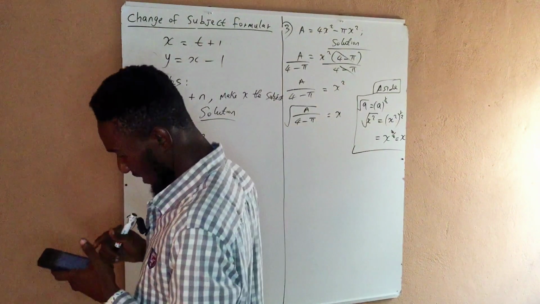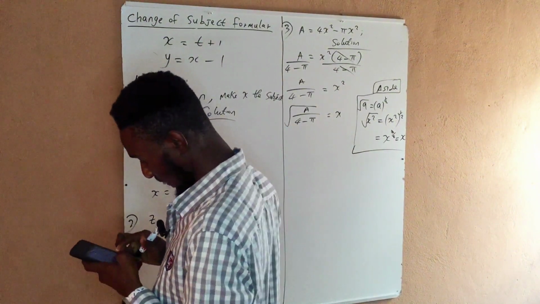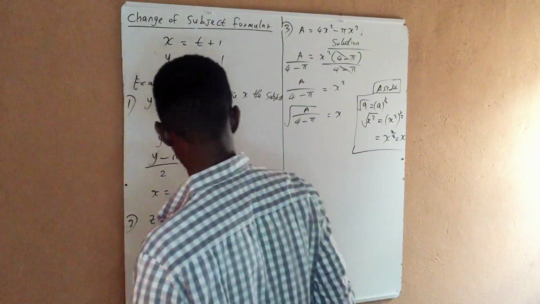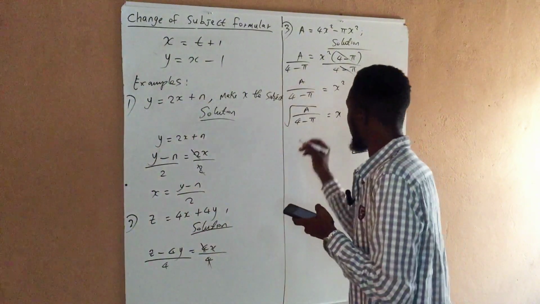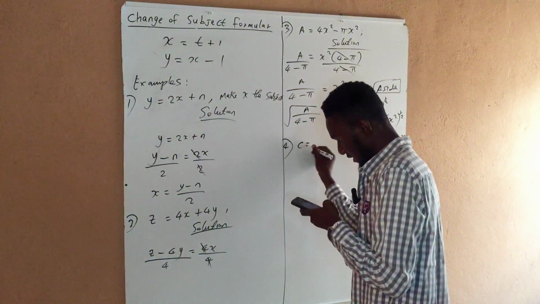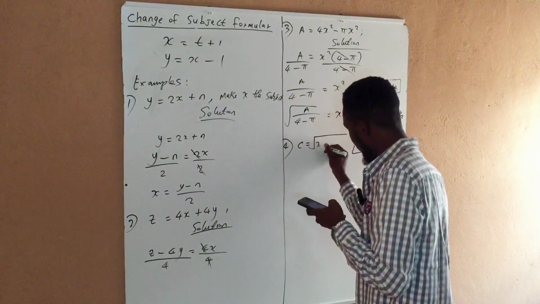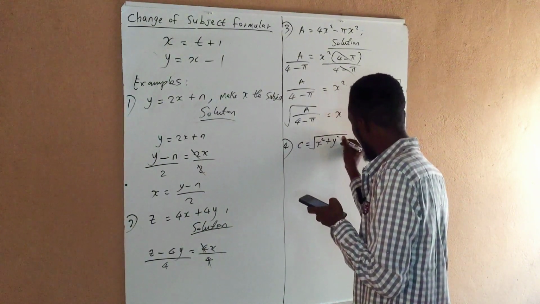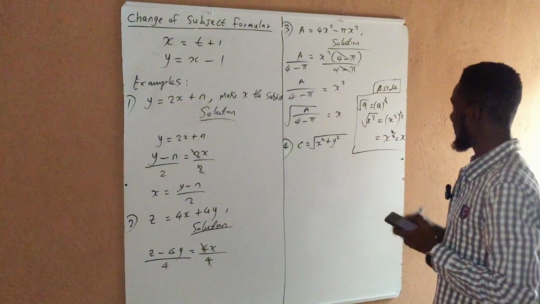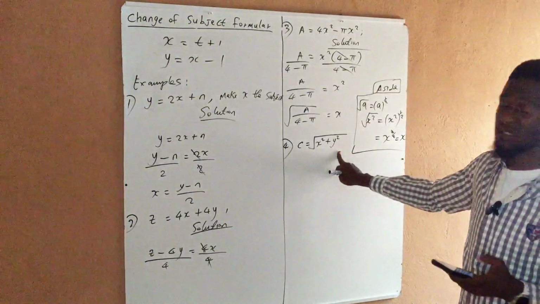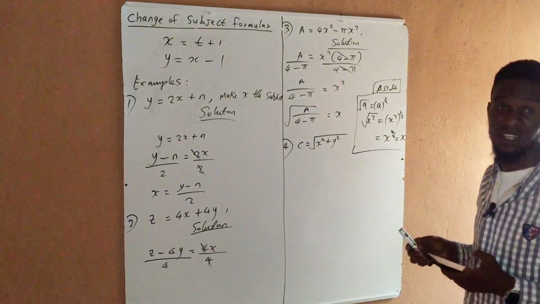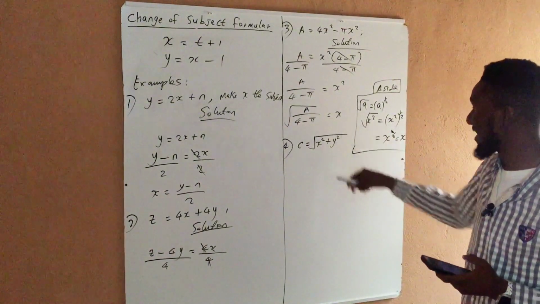So let's look at more examples. Given this, c equal to square root of x squared minus y squared. Let's make y the subject of this. Let's just leave x here because we have been talking about x all the time. Let's consider making y the subject.